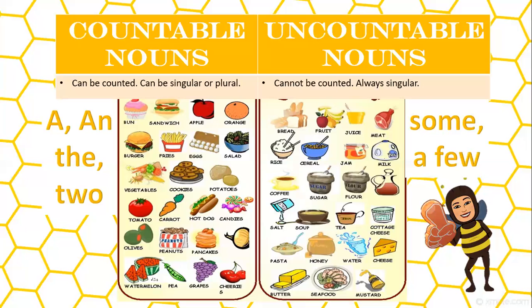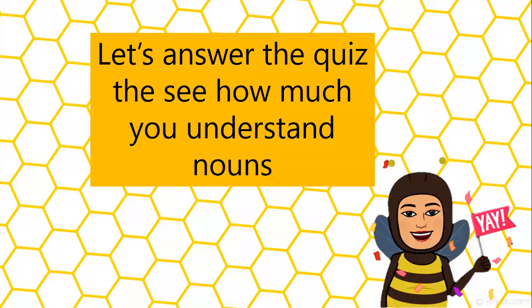Right? So we use the words some and a few. We can have some sugar. We can have some cereal. We can have a few fruit. So, I think it's very easy.